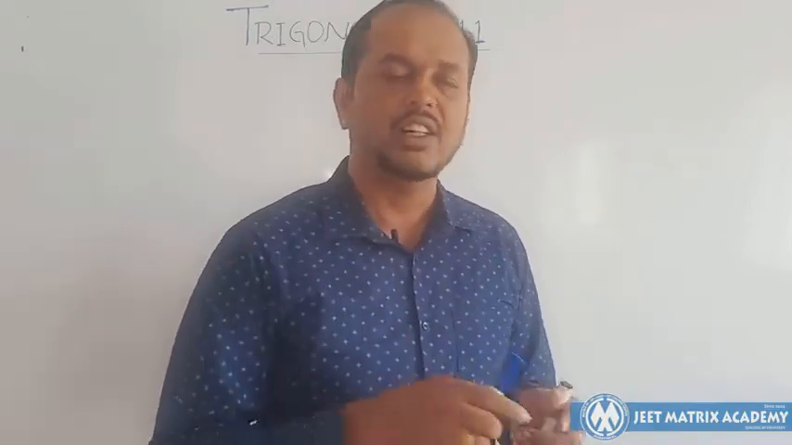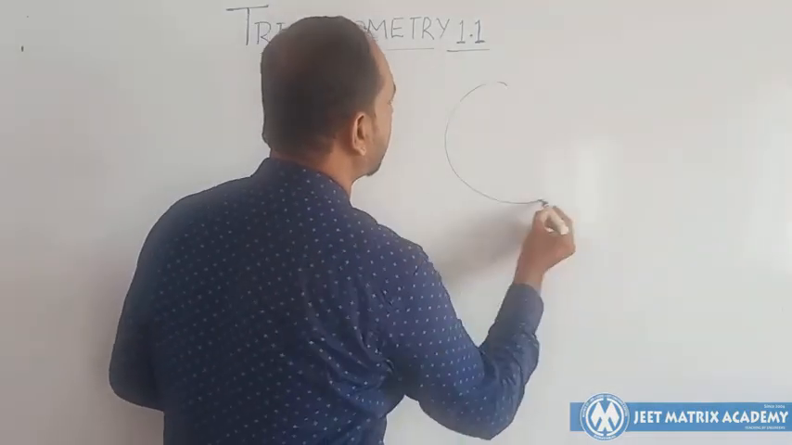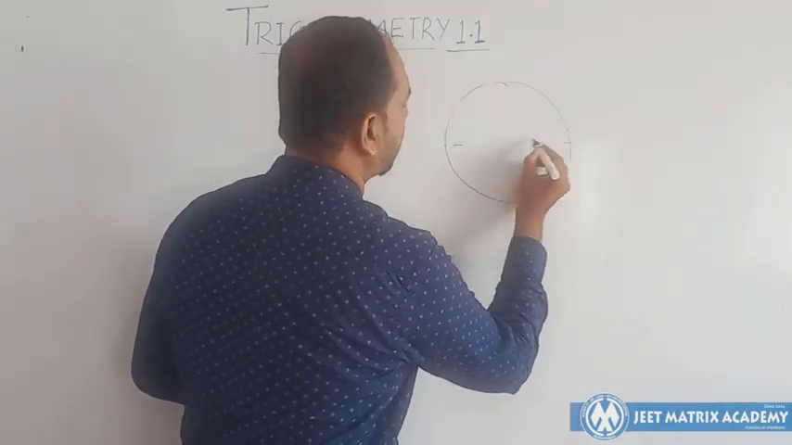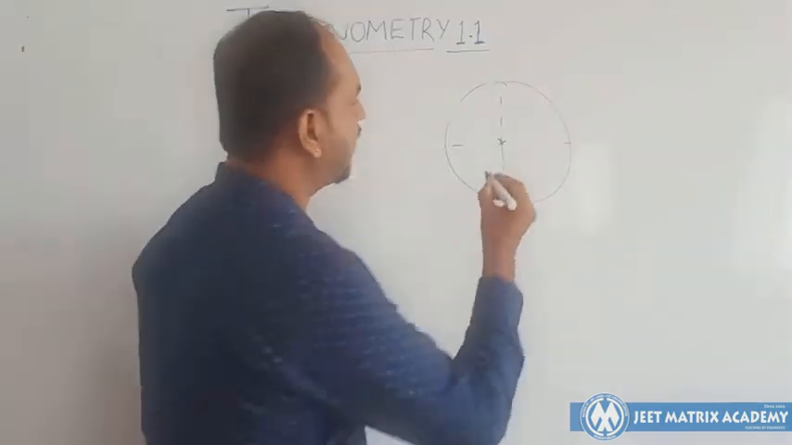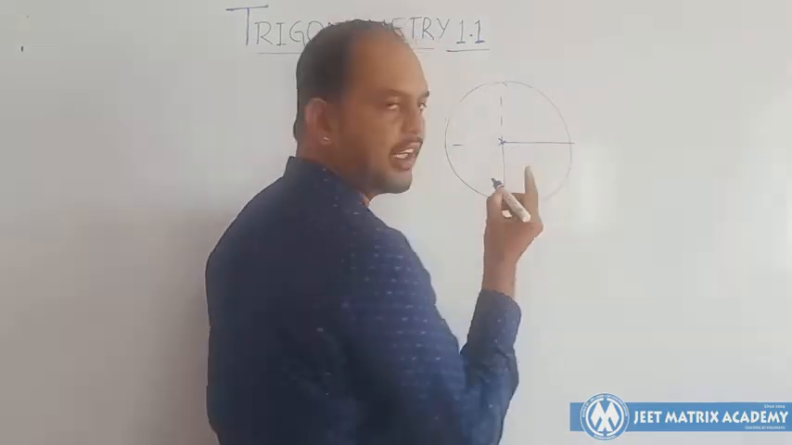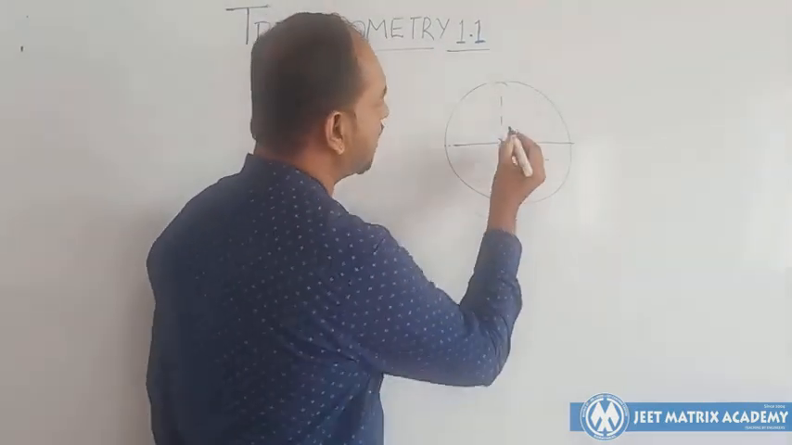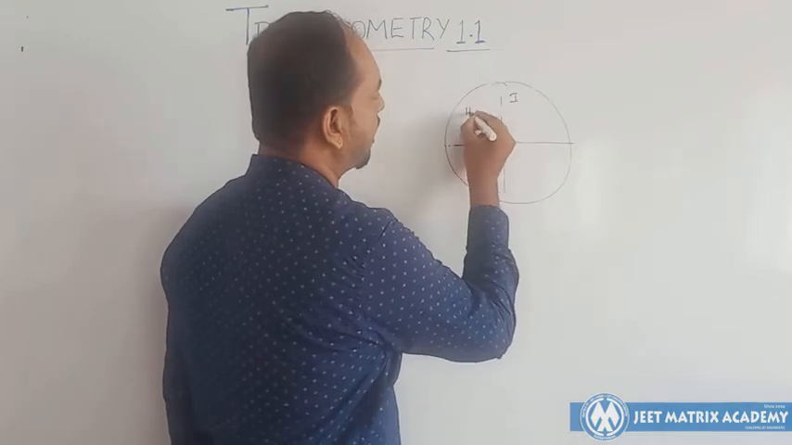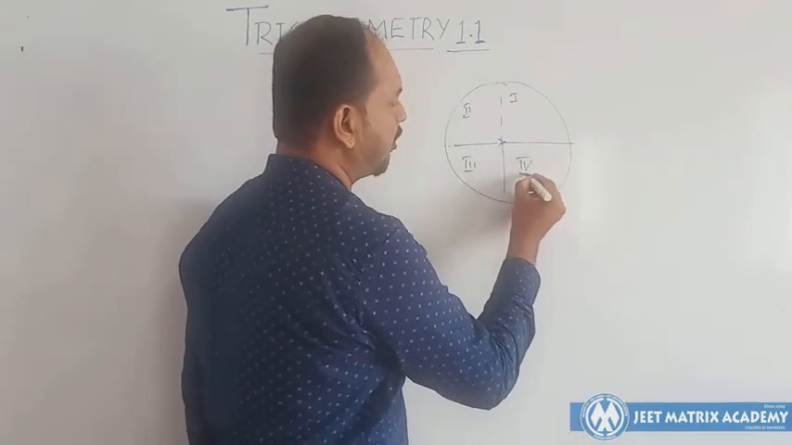Today we will discuss the different quadrants and the positions of points in each quadrant. Let's consider a circle with the center O. Now consider there are four quadrants, divided by two lines. This is the first quadrant, this is the second quadrant, this is the third quadrant, this is the fourth quadrant.